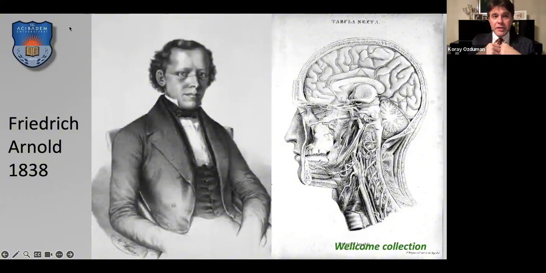So we call the frontal lobe the frontal lobe because it lies under the frontal bone, thanks to Arnold. And you call the parietal lobe the parietal lobe because it lies underneath the parietal surface bone. So based on the suggestions of Friedrich Arnold, we started calling these neocortical areas based on the bone that overlies them. But this did not give us much information about the function.